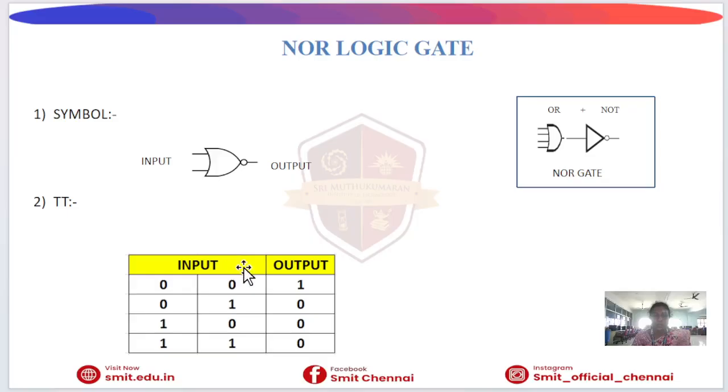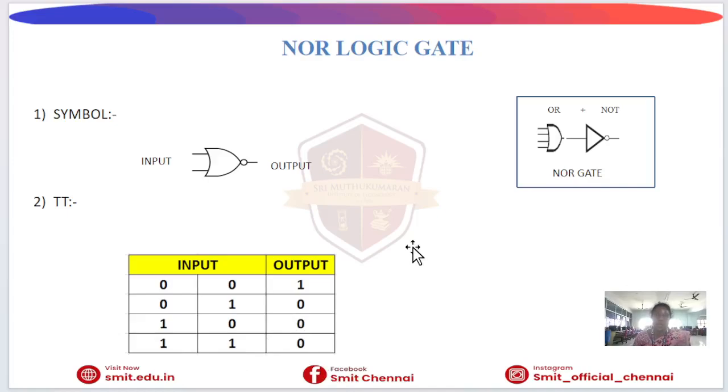So 0 plus 0 is 0, and the complement is 1. 0 plus 1 is 1, the complement is 0. 1 plus 0 is 1, the complement is 0. 1 plus 1 is 1, the complement is 0. So this is the NOR logic gate.